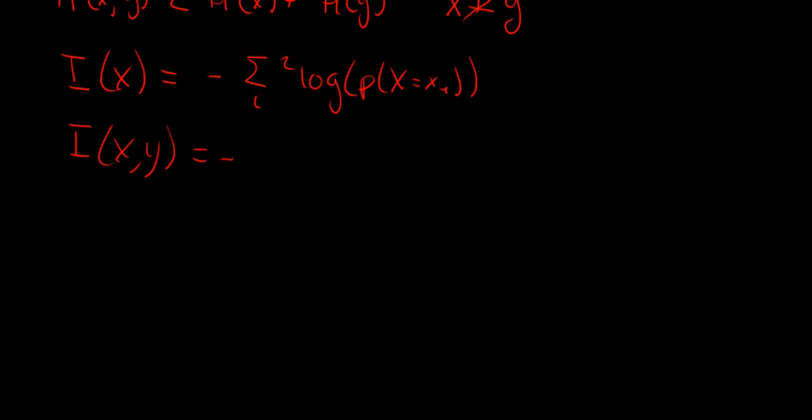And of course, in the same way, we have joint information of x and y, which is the log base 2 of the probability that X is xi and Y is yj.